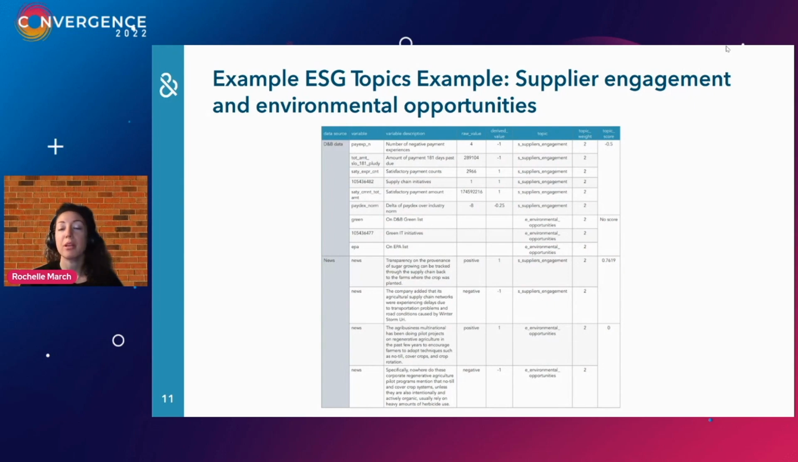Textual data, we're working with polarity, and there we go from -1 to 1, -1 being negative polarity and 1 being positive to understand where on that spectrum a company is. And then we aggregate all of the sources together according to their topic focus.